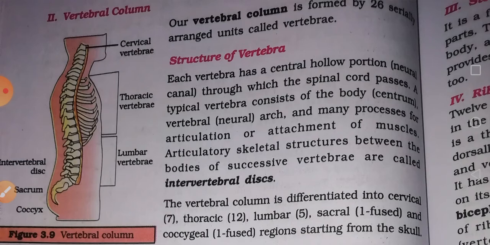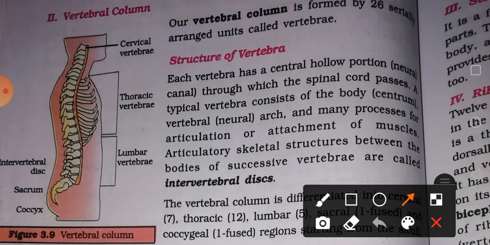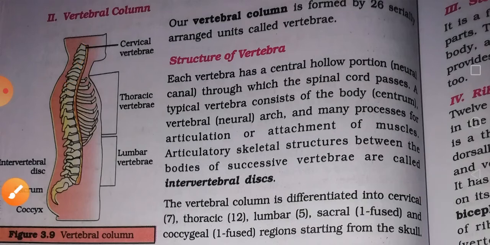Each one is like this, and this is called a disc. Between each vertebra there is attachment and articulation with muscles, so we call it the intervertebral disc. You got my point? The disc is between the bodies of successive vertebrae, for easy articulation of skeletal structures.